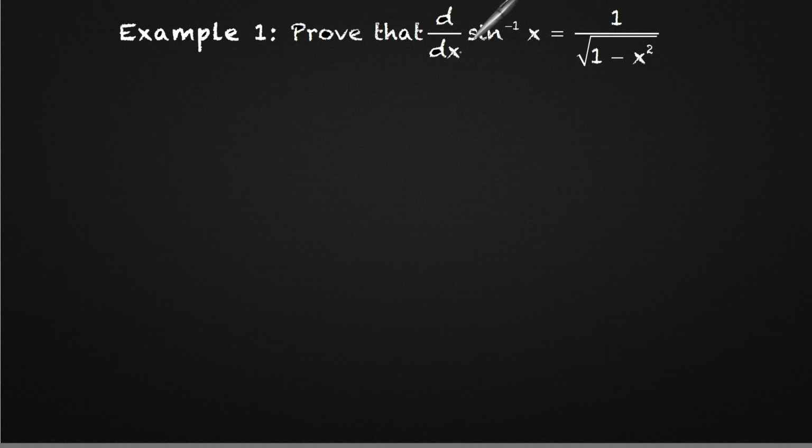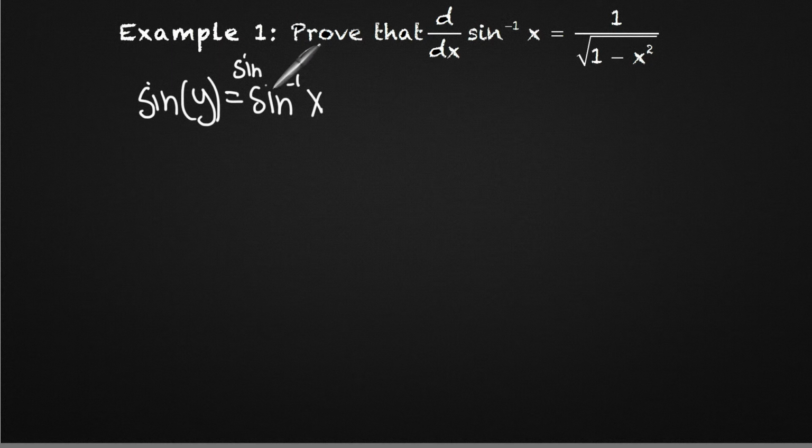We want to prove that the derivative of the inverse sine of x is equal to 1 divided by the square root of 1 minus x squared. So we're going to start by letting y equal inverse sine of x, and we want to take the derivative of this. However, we don't really know what the derivative of inverse sine of x is, so we are going to take the sine of both sides. When we take the sine of the left side, it just becomes sine of y. When we take the sine of the right side, the sine and inverse sine cancel, leaving you with simply x.